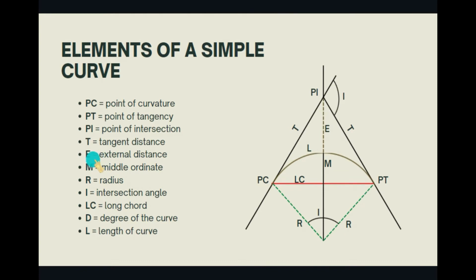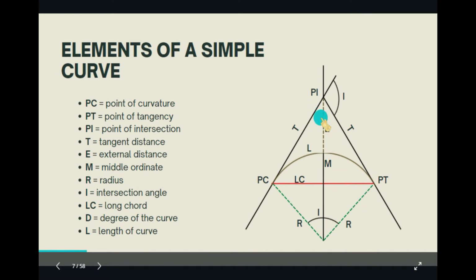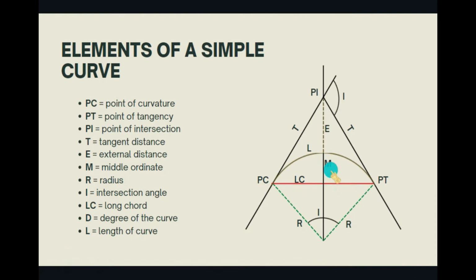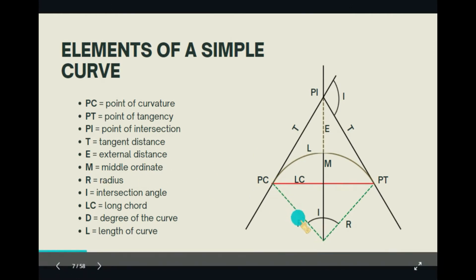Next, we have the E, which is the external distance. It is the distance from the vertex to the midspan of the curve, which is measured toward the center. Next, we have the middle ordinate, or M. It is the distance from the middle of the chord to the middle of the curve. We have R, which is the radius. It is the radius of the curve from the center. We have the angle of intersection, or I. It is the angle of deflection between the tangents. It is also called the central angle.